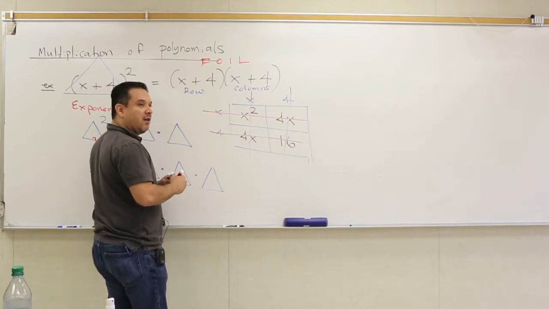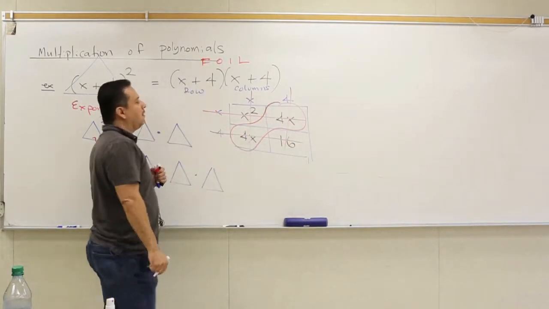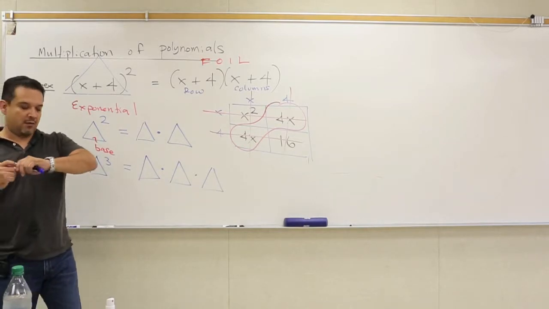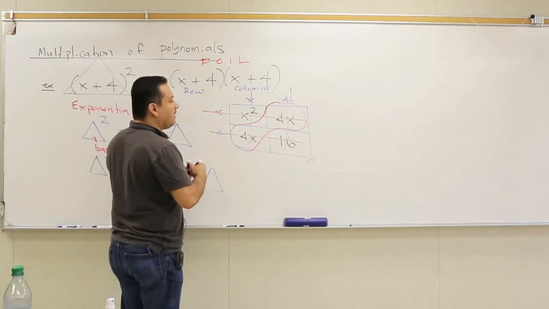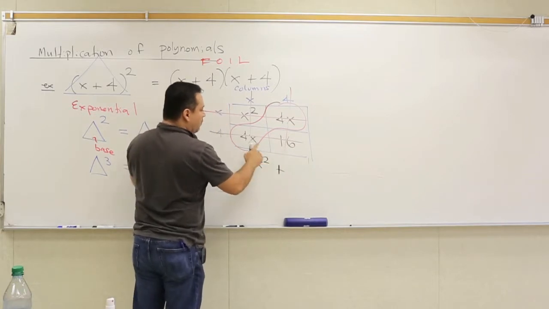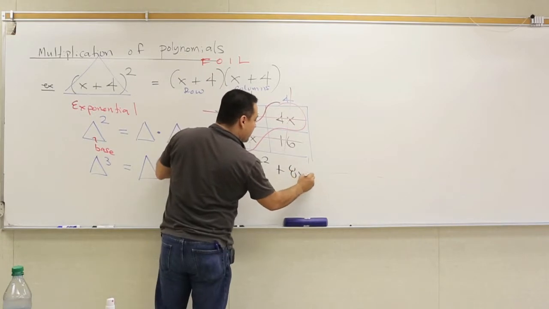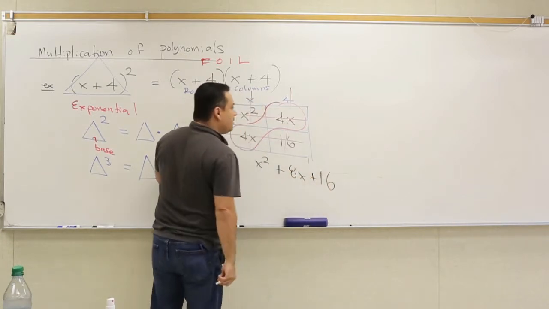Do you guys notice anything here? Anybody notice? Aren't those terms like? So what do you end up getting? Isn't this x squared plus, what's 4 apples plus 4 apples? Your 8 apples, and then plus what? 16.